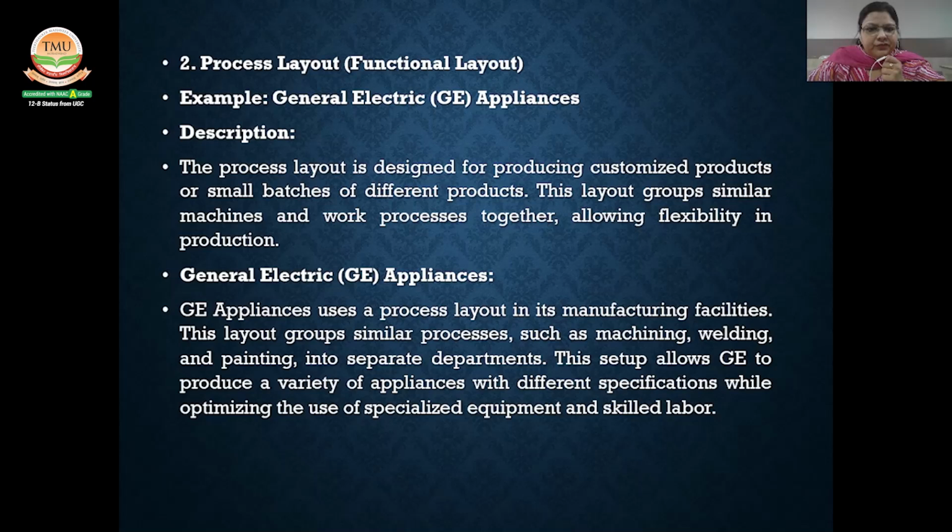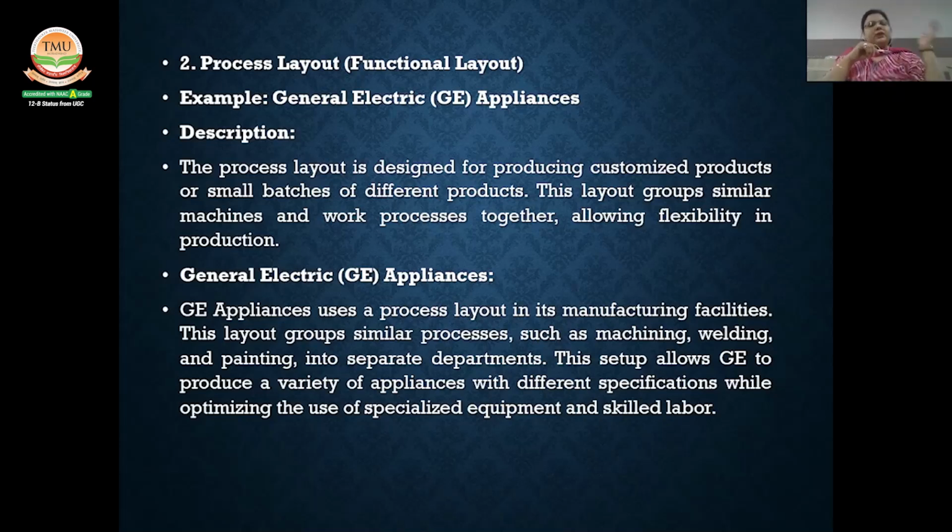Now, moving towards the next example: process layout, or we can say a functional layout. Which company has applied this? We will see that the process layout is designed for producing customized products or small batches of different products. It will customize things and compact them into small batches. This layout groups similar machines or work processes together, allowing flexibility in production.